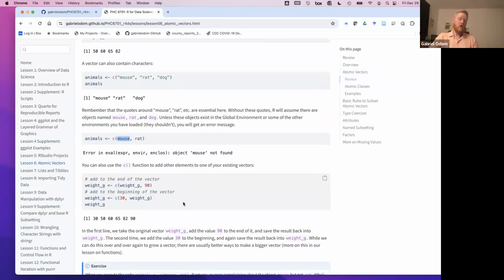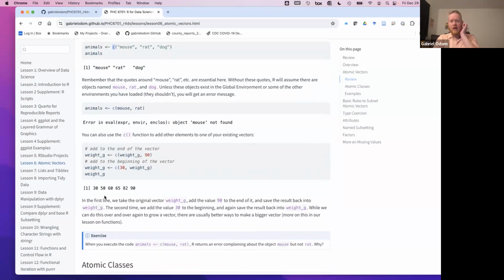Okay. So we've already seen the c function. The c function stands for concatenate, and it's one of our tools to make vectors. If you put all elements of the same type in c, it's primarily used to make atomic vectors. We can use c also to add numbers to a vector, so we could put a 30 at the beginning and a 90 at the end. And now here are the original weights that we had in the middle, the 50, 60, 65, 82, but now there's a 30 at the beginning and a 90 at the end.